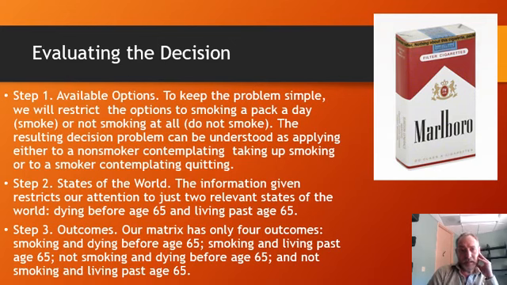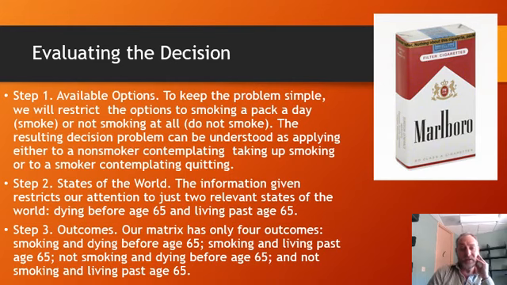Okay. Step 2, states of the world. So the information we have is pretty limited. It's pretty much dying before age 65 and living past 65. So those are going to be the two relevant states of the world that we're going to focus on.